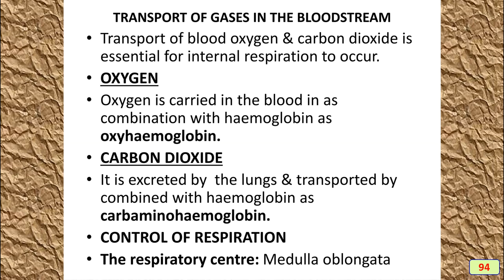Oxygen is carried in the blood in combination with hemoglobin, called oxyhemoglobin, and carbon dioxide is also carried by the hemoglobin, called carbaminohemoglobin. And control of respiration is by the medulla oblongata, the respiratory center, which is located in the medulla oblongata.